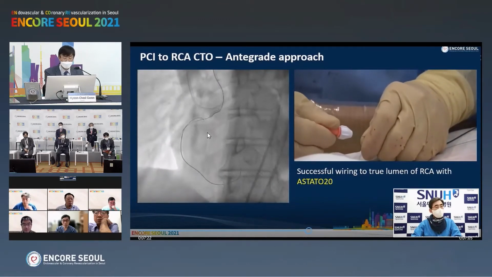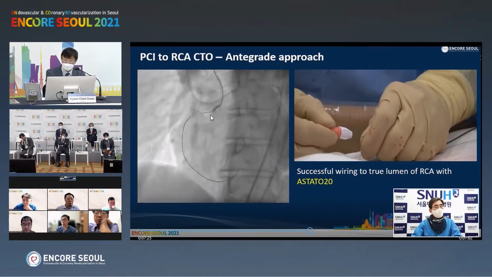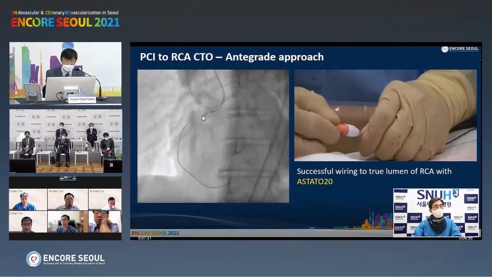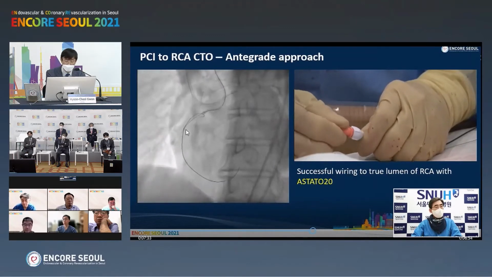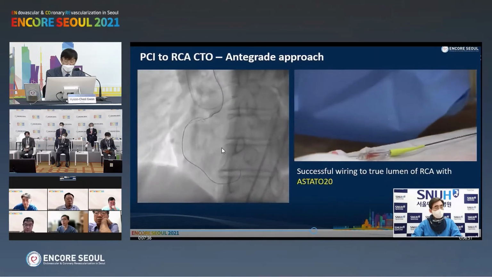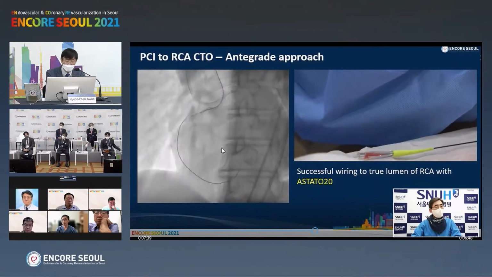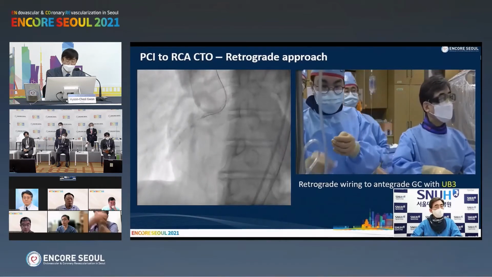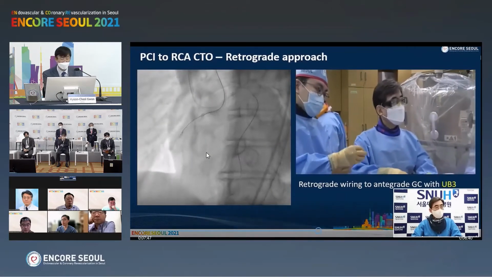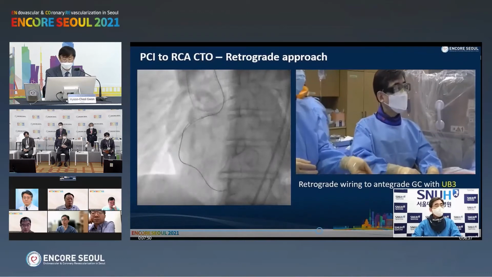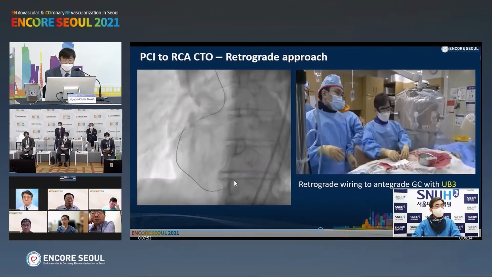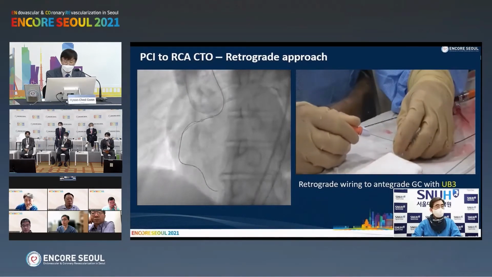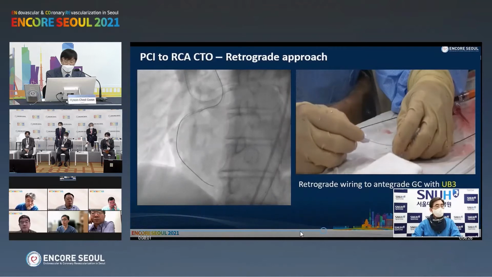So I tried to use Astato 20 to change the lumen from the wire to get close to each other. It looks better by changing the anti-wire from Conquest Pro to Astato 2. And then I also changed the retro wire from Gaia to UB3 to make a new channel, because after about 10 or 20 minutes of trial, Gaia did not reach the true lumen.